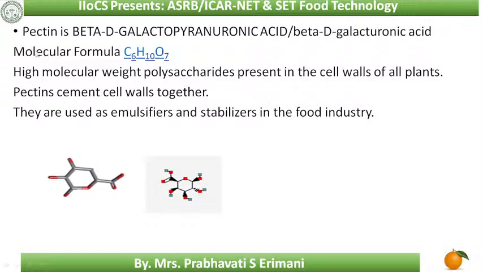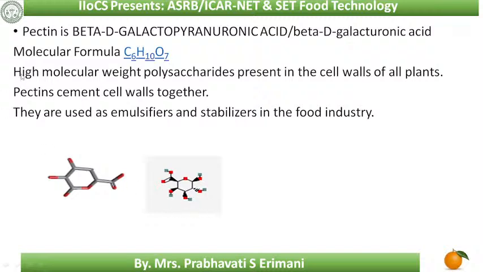Regarding the chemistry of pectin, pectin is a beta D-galacturonic acid. The molecular formula is C6H10O7. You can see the 3D picture, the structure of this pectin, in 3D and in a 2D view.